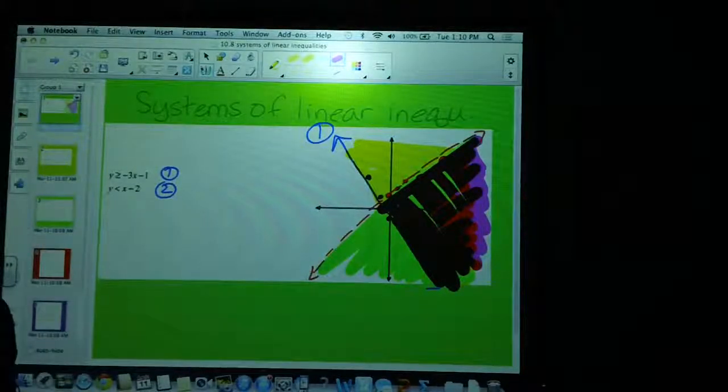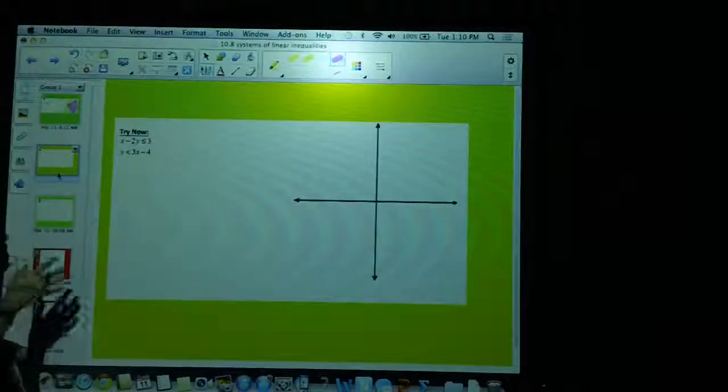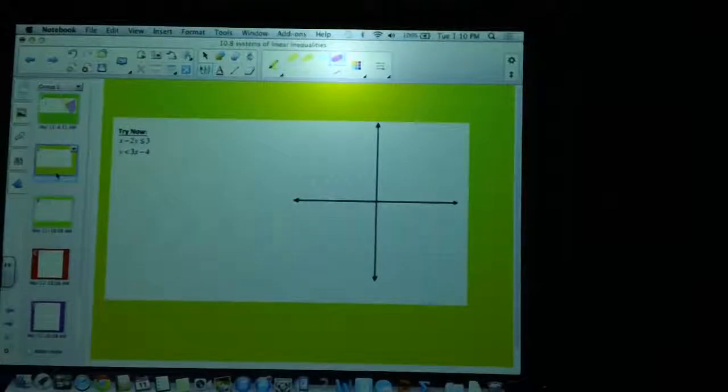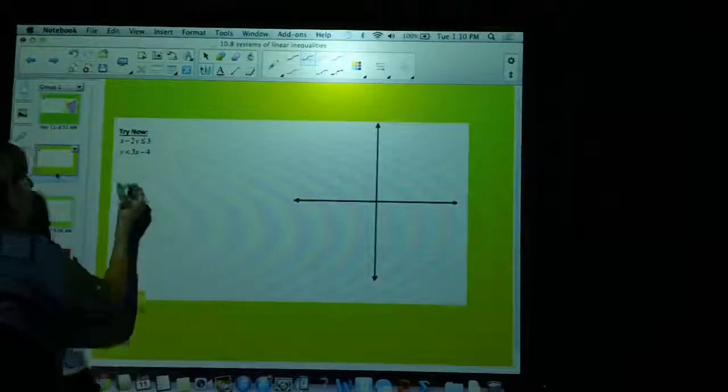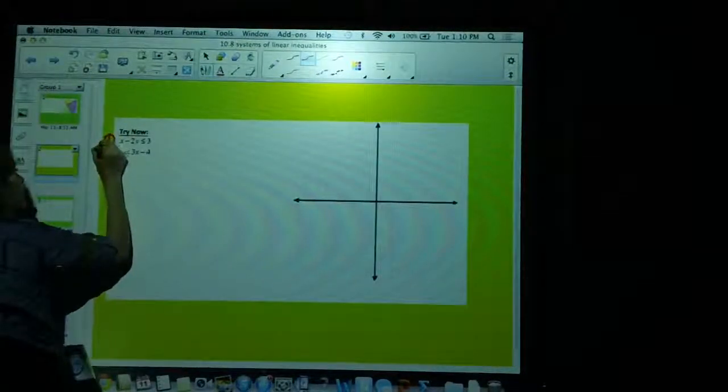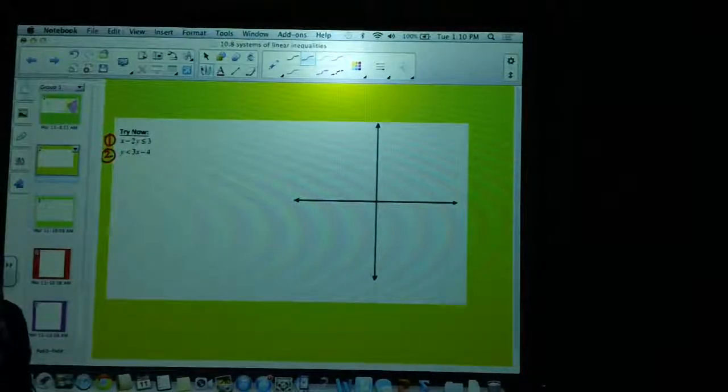Does everybody understand? We're looking for the overlapping shaded area. Yeah. Okay, let's do another one. I made it slightly harder. Still go ahead and label the lines 1 and 2. But I just didn't put them in y equals mx plus b. All right, so we're going to do that.